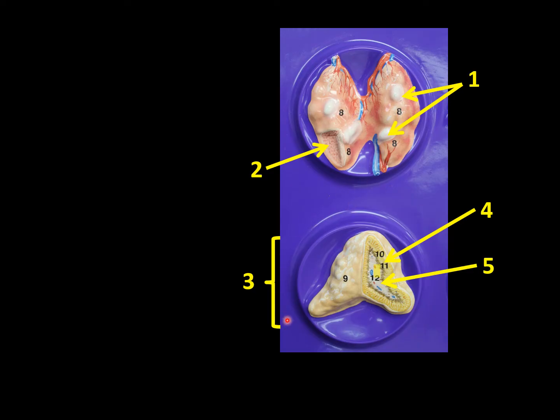This model shows us the different divisions of the adrenal gland. So this lower model shows us the adrenal gland, and it can be divided into two parts: the outer adrenal cortex and then the inner adrenal medulla. The adrenal cortex is of glandular origin. The adrenal medulla is from nervous system or nervous tissue origin.